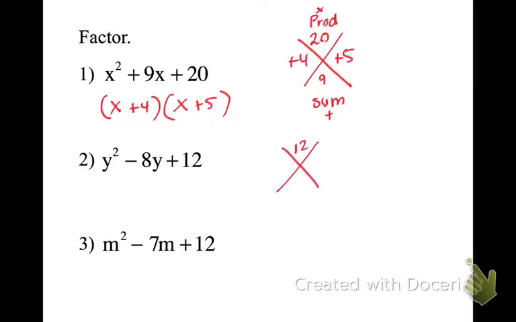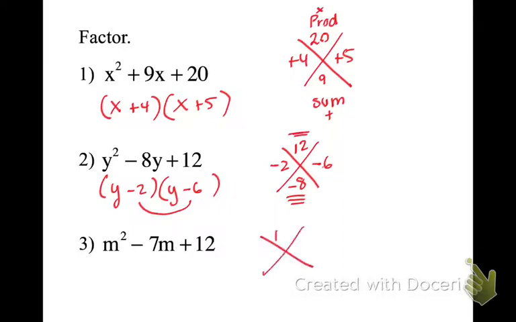Okay, what multiplies to 12 and adds to negative 8? Let's check. So 12 is 6 and 2. Negative 6, negative 2. Negative times negative makes a positive. And so here we go. I've got y minus 2 and y minus 6. There we go. Okay. Now when I add these two up, they equal negative 8. And when I multiply these two, they multiply to 12, positive 12.